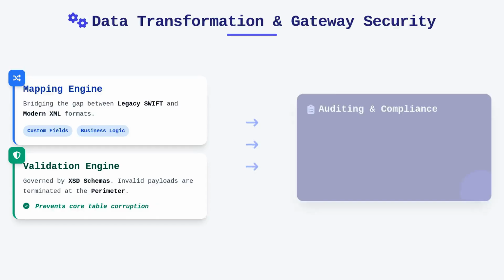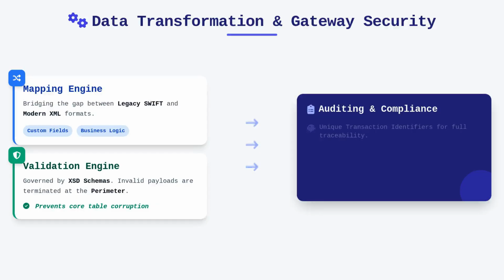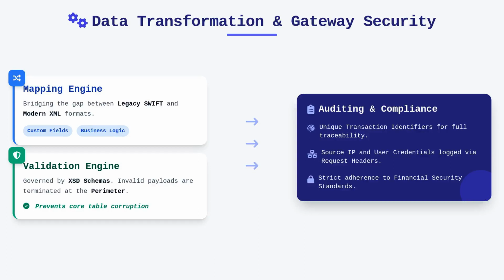You should keep in mind that auditing requirements often mandate that every transaction passing through the gateway must be logged with a unique identifier, traceable back to the source IP and the user credentials provided in the request header. This level of granular visibility ensures that the integration layer remains compliant with financial security standards while preventing unauthorized access to sensitive account information through the API.